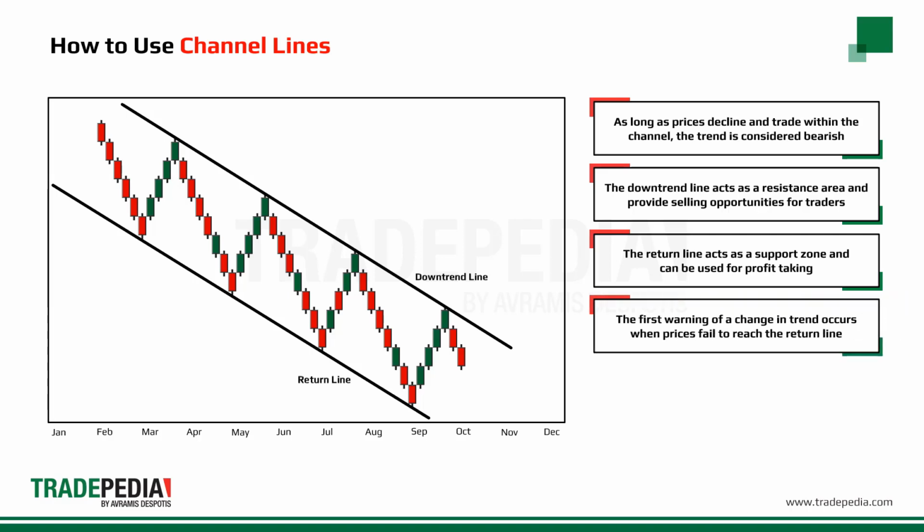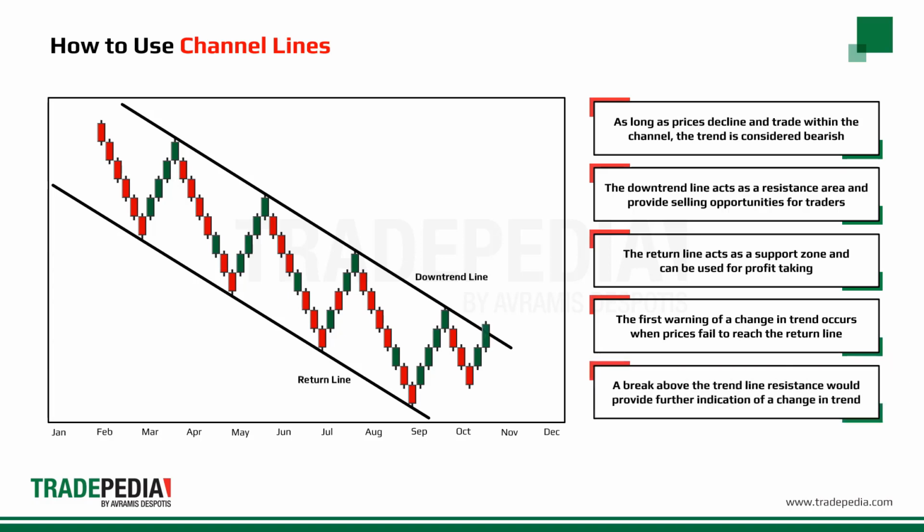The first warning of a change in the trend occurs when prices fail to reach the return line. A break above the downtrend line would provide further indication of weakness in the downtrend.